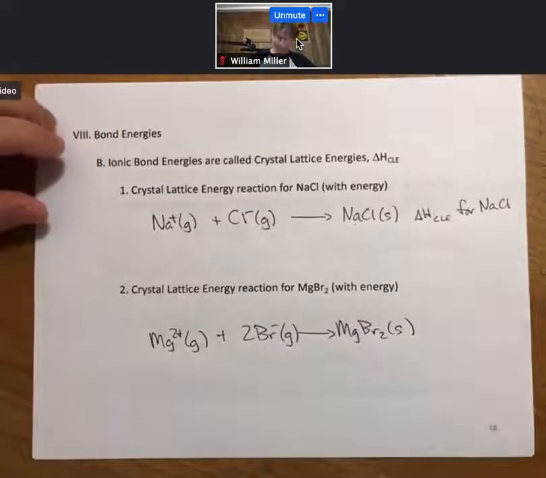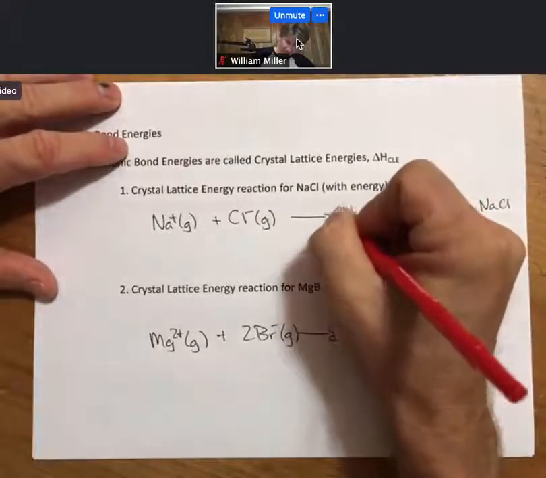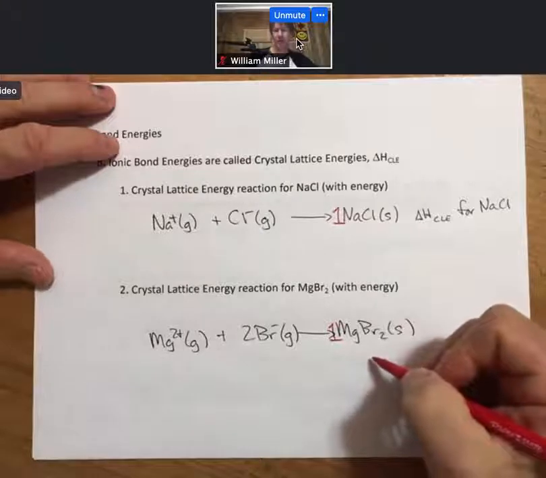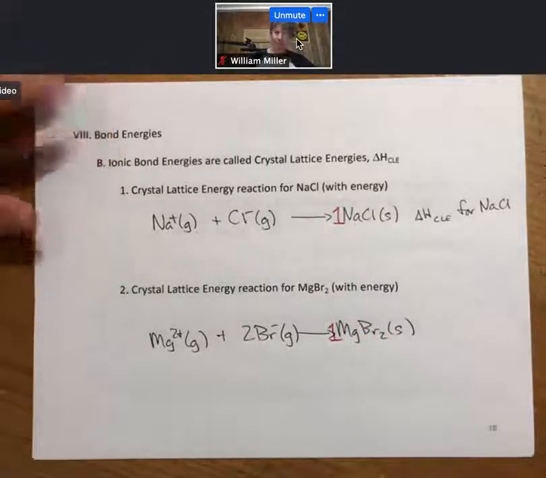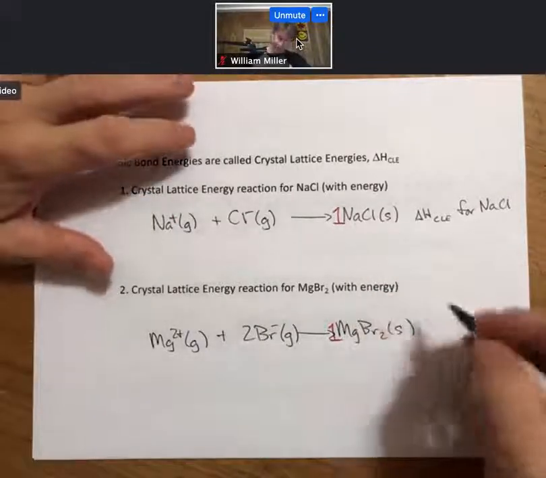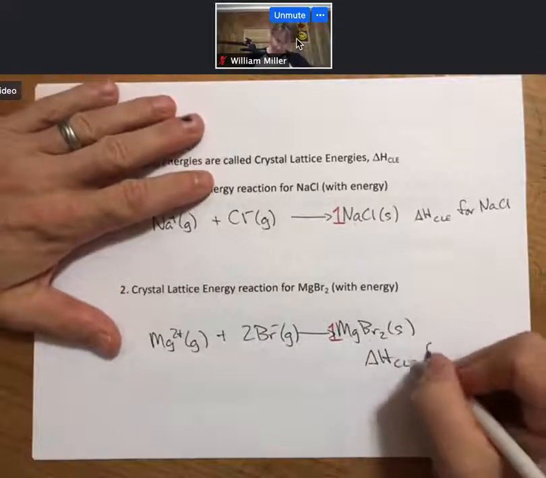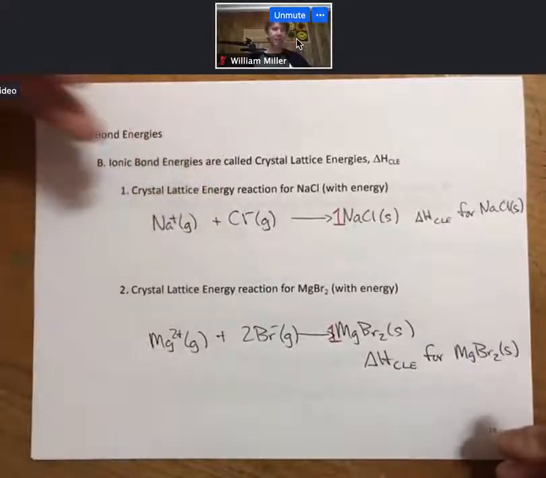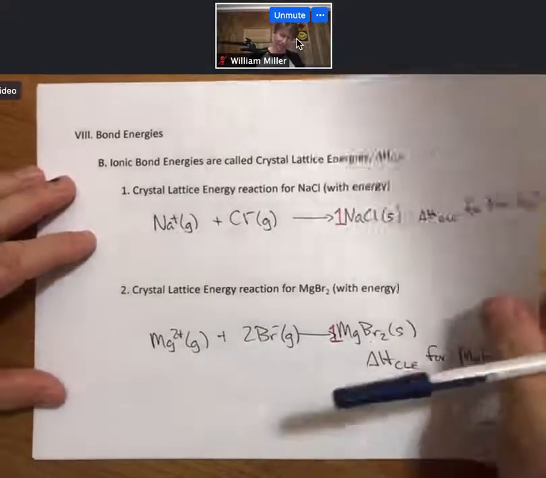And the one other thing is, when balancing these, you always have a 1 for the product, because you're always making 1 mole of product. And as we've seen before, the delta H is always per mole, and we want to make sure it's per 1 mole of our products. So this would be a delta H CLE, crystal lattice energy reaction, for magnesium bromide. And I guess I should put solid there for both of those too. Of course it's solid because it's a crystal, but I'd rather be over expressive than not expressive enough.